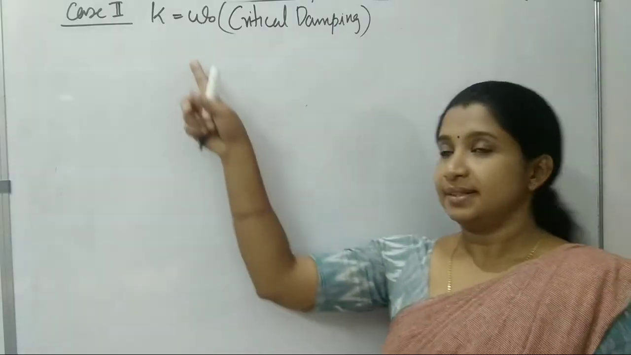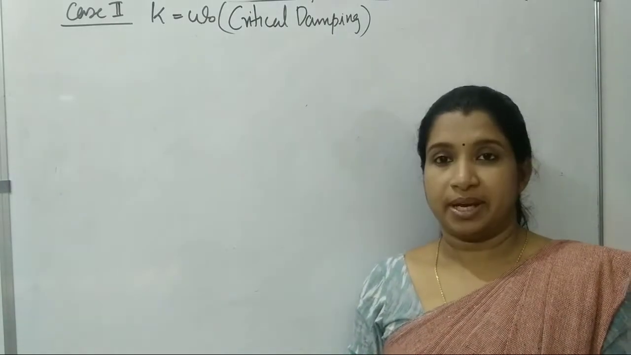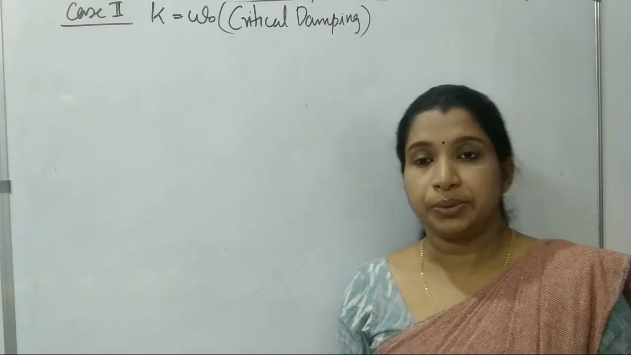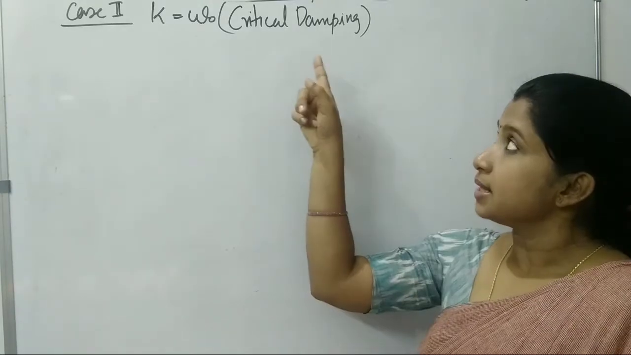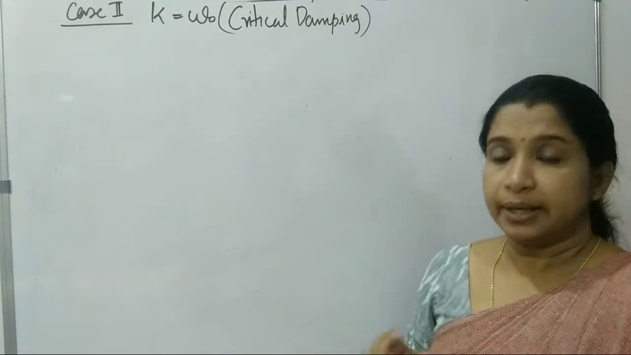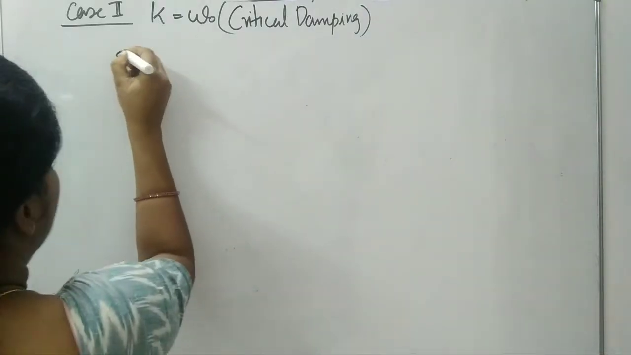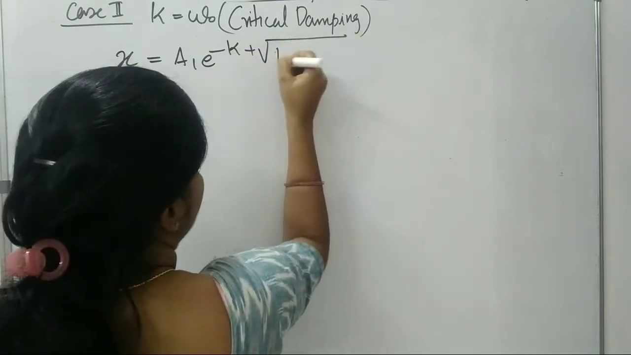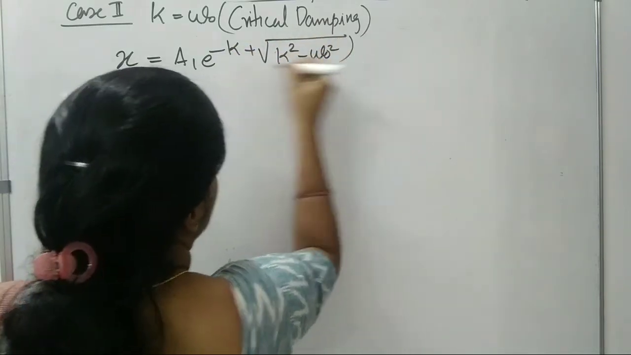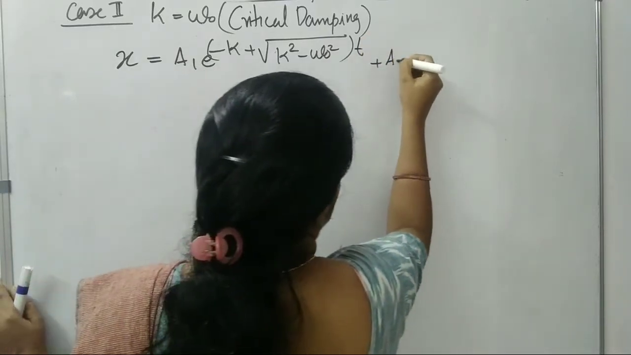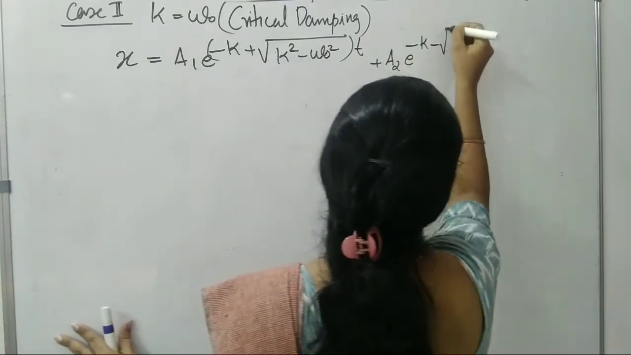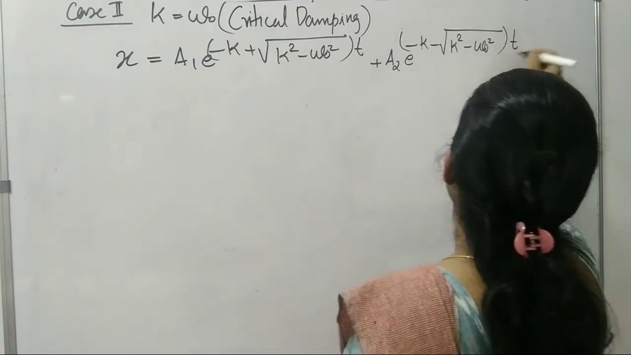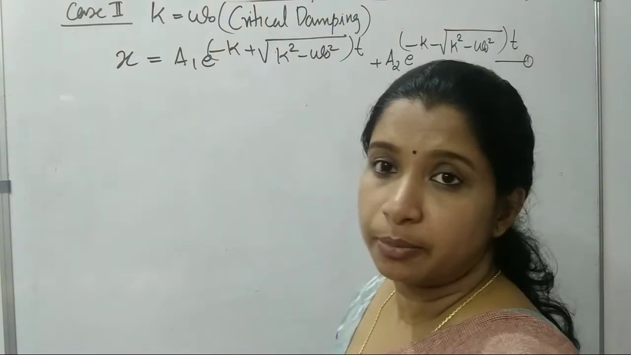Okay. The second case is k equal to omega 0. What is k equal to omega 0? The damping frequency becomes equal to the natural frequency. And this condition is called critical damping. In critical damping, we know the general equation is x equal to a1 e raised to minus k plus root of k square minus omega 0 square into t, plus a2 e raised to minus k minus root of k square minus omega 0 square into t. This is the general solution of damped harmonic motion.